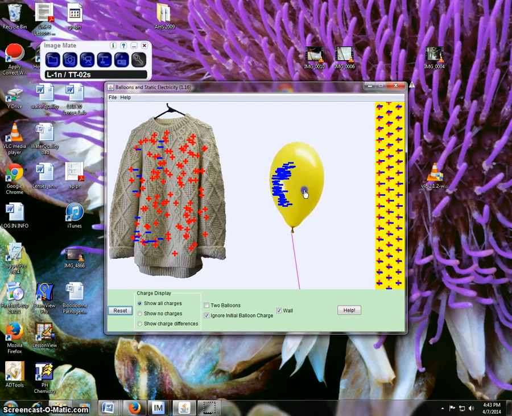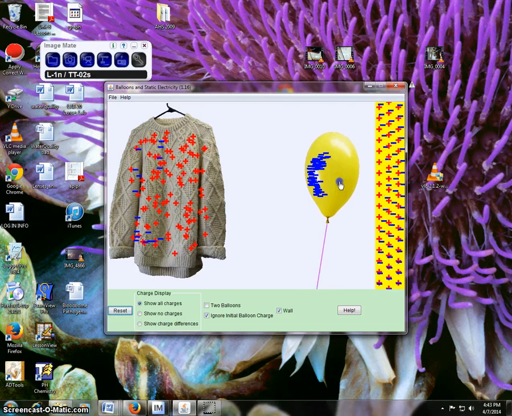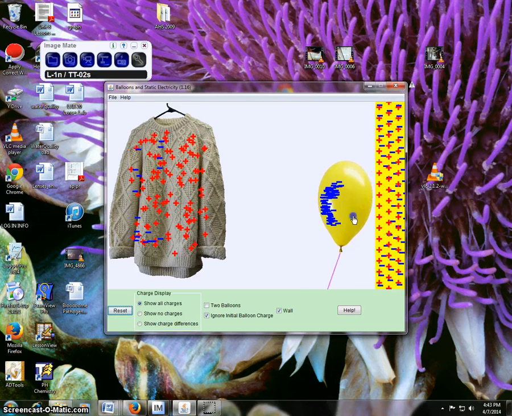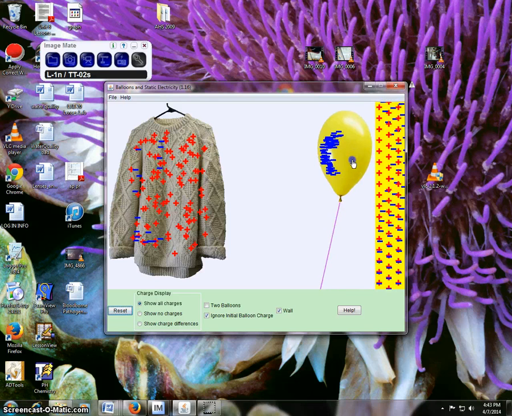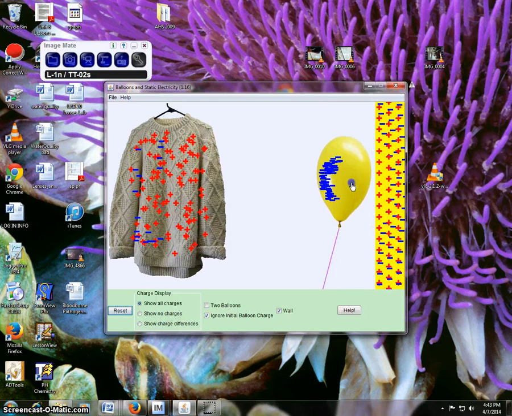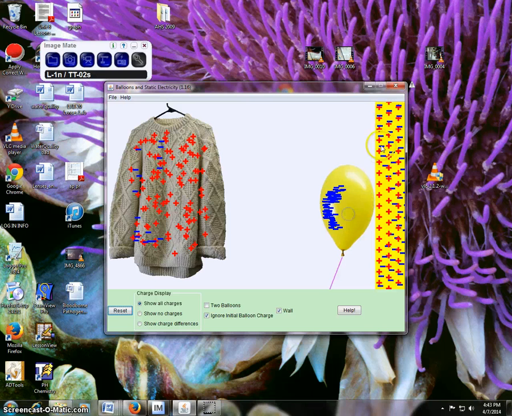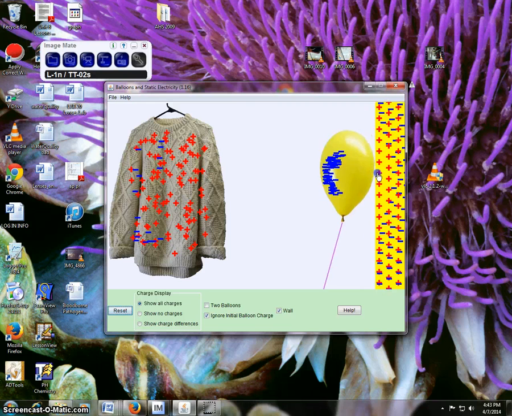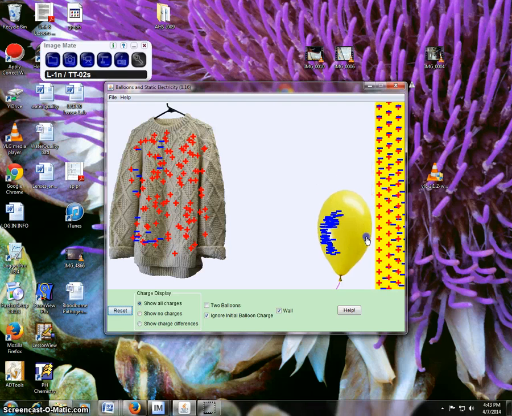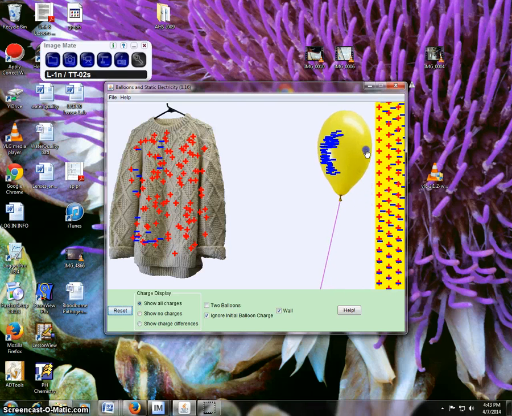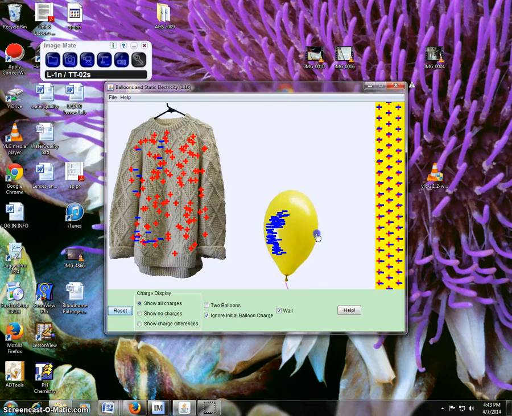Now we can also bring this balloon over near this wall, and you can see it also is affecting the charge distribution on the wall. This wall would most likely be made of some type of metal where the electrons are free to flow inside the material, and so you can end up with a net negative side or a positive side to the wall.